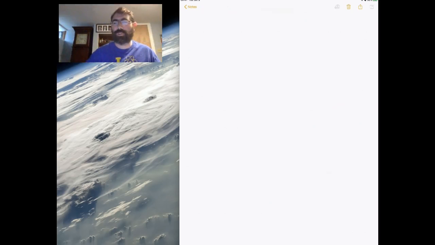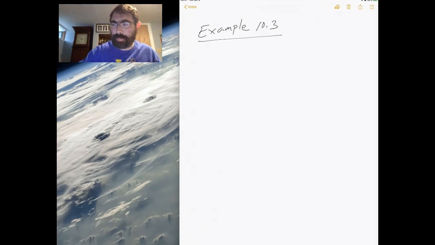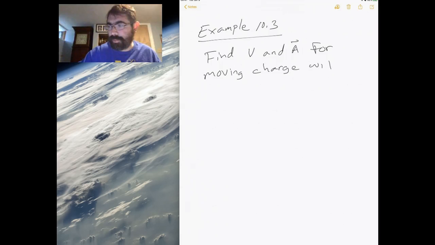In this lecture, I want to go over example 10.3 from the book. Essentially what we want to do is find potentials. So find V and A for a moving charge with a constant velocity.